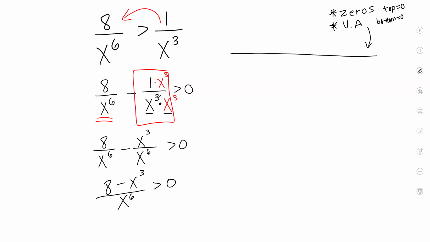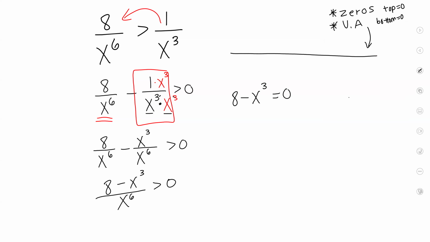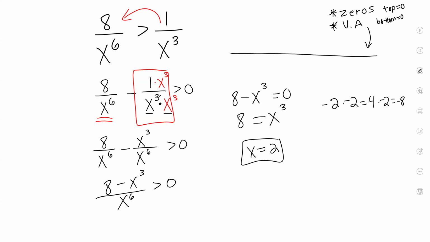Okay, so let's set the numerator equal to 0 to find my zeros. So the numerator is 8 minus x cubed. Set it equal to 0 and solve. Let me know what you guys get. So you'll get 8 equals x cubed. We know that 2 times 2 times 2 will give you 8. Let's test negative 2 because some people got negative 2. What's negative 2 times negative 2? 4 times another negative 2? Negative 8, not 8. So only 2 is your answer. Okay, so this is one of your zeros.